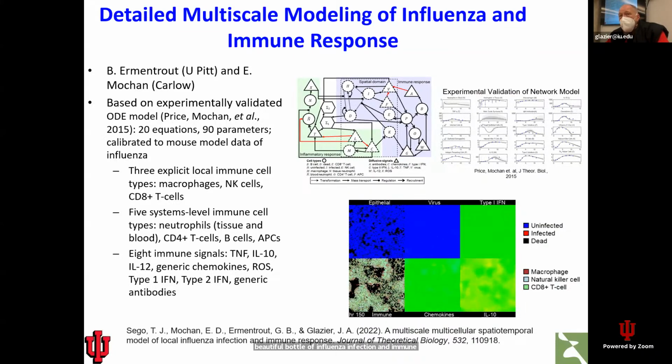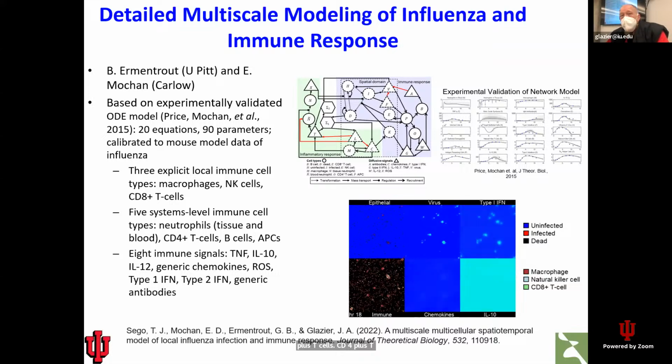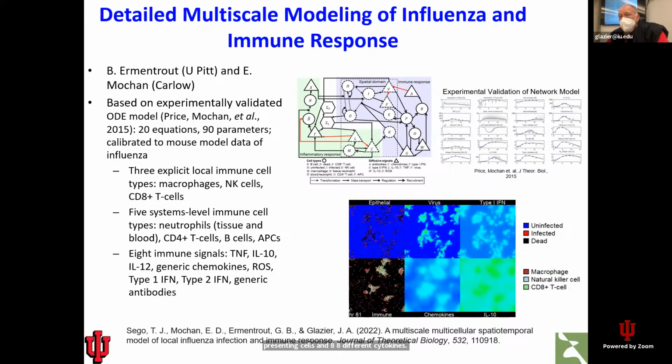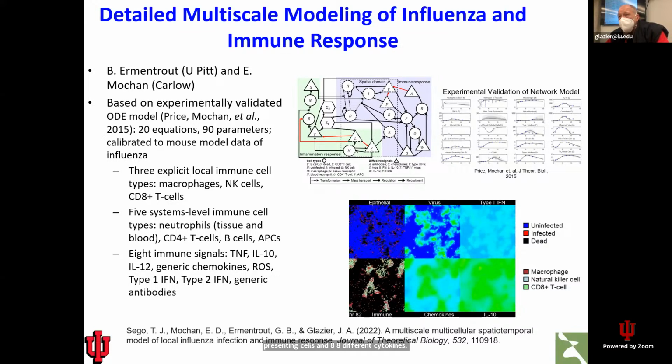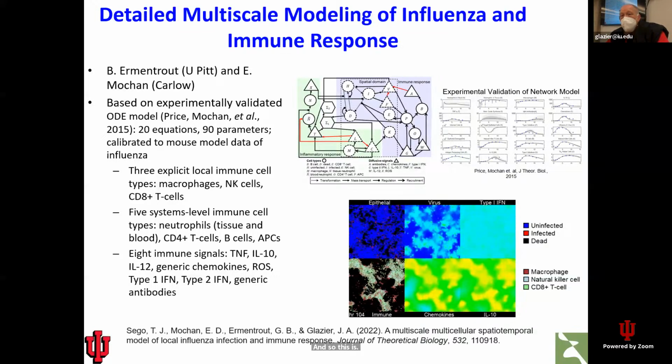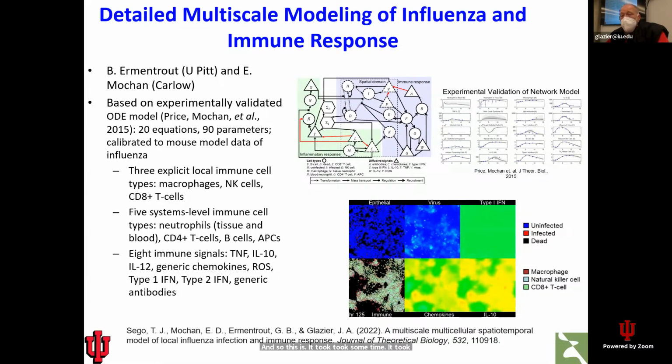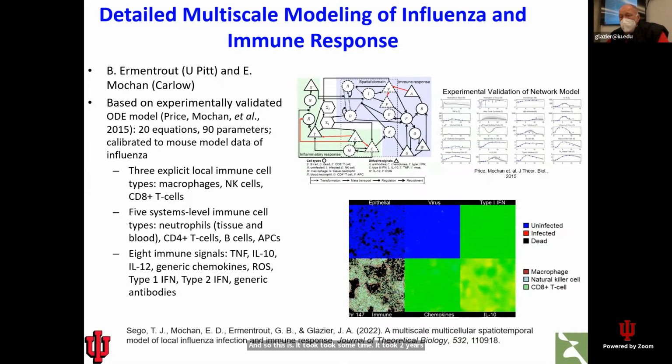now has macrophages, natural killer cells, CD8 plus T cells, CD4 plus T cells, B cells, antigen-presenting cells, and eight different cytokines. And so this took some time. It took 2 years from the initial simulation that we did with the students. But this was actually trying to build a serious model of immune response in tissue.